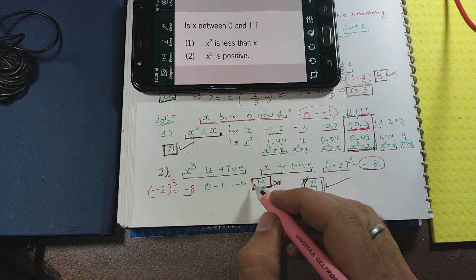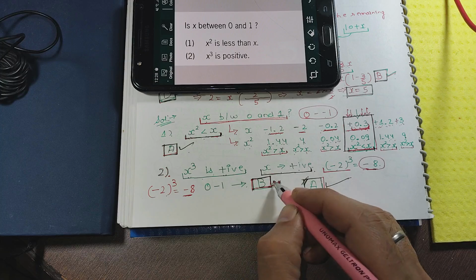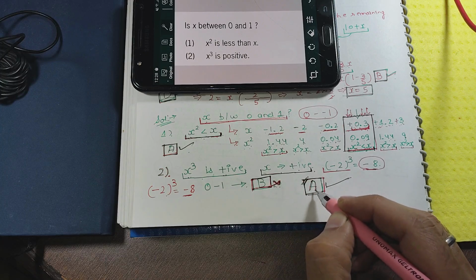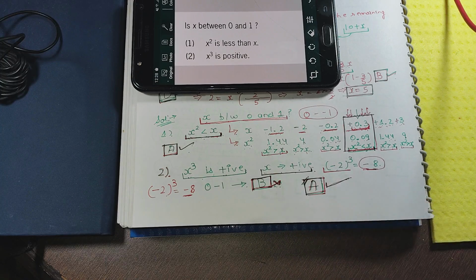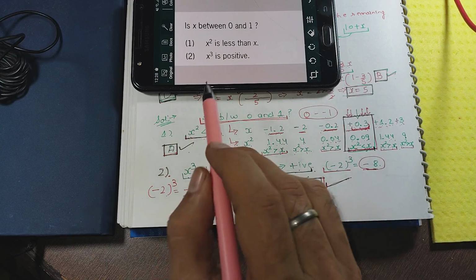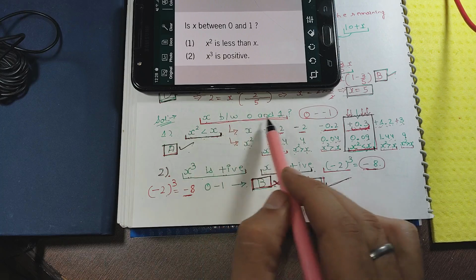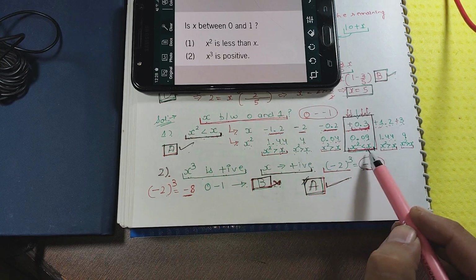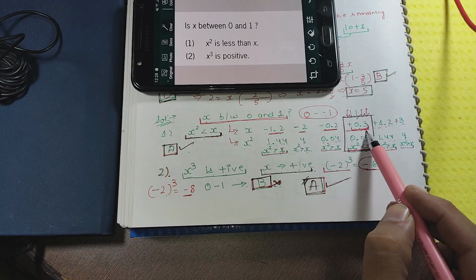So for me, statement B is not sufficient to answer the question, and the right option for this question will be statement A alone is sufficient to answer the question, that yes, x lies between 0 and 1 just because x square is less than x, and we have seen the examples where x square is less than x only when x is between 0 and 1.